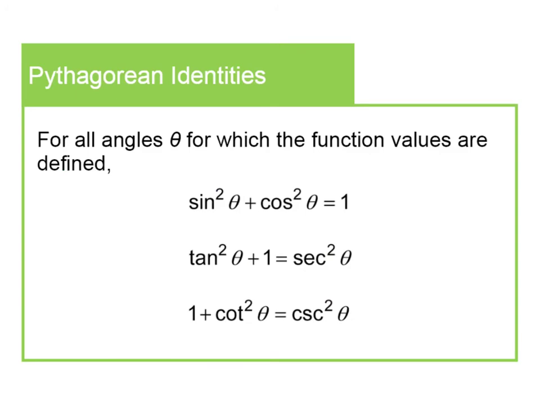Here are those identities which are also in your notes. For all angles theta for which the function values are defined, meaning that if we're dealing with something that the function value isn't defined, for example, the tangent of 90 is undefined, so if we tried to put 90 degrees into this, it wouldn't work because tangent is undefined at 90. With quotient identities, what we're going to do is start by dividing sine and cosine.